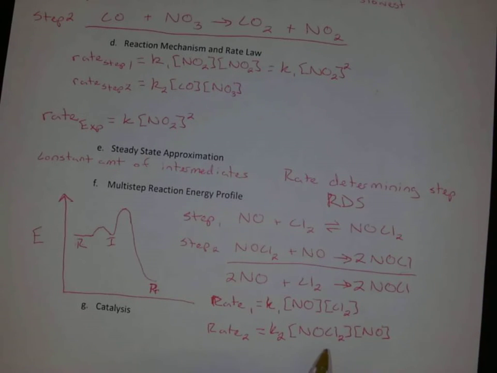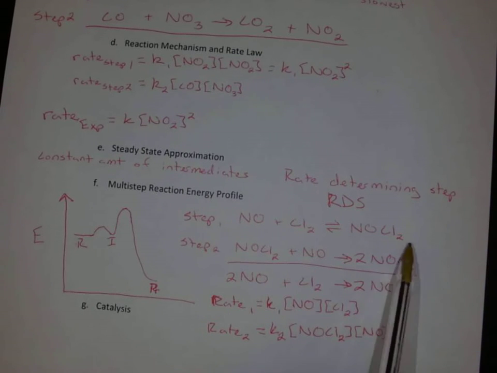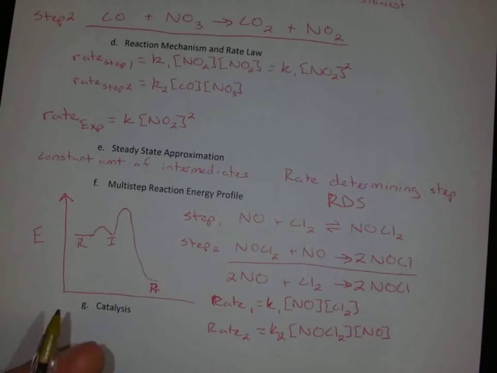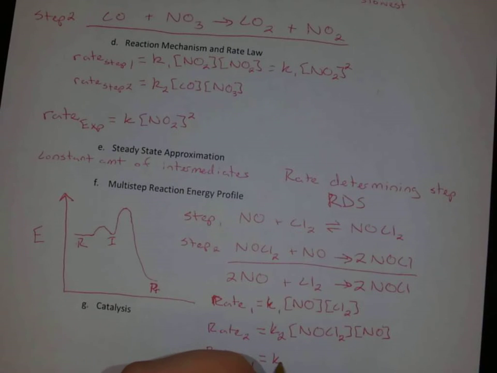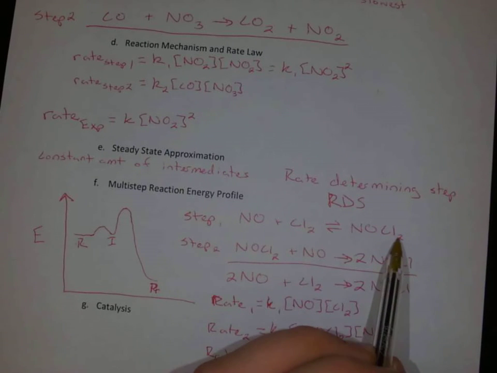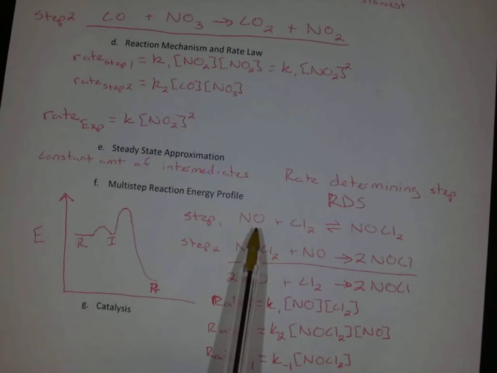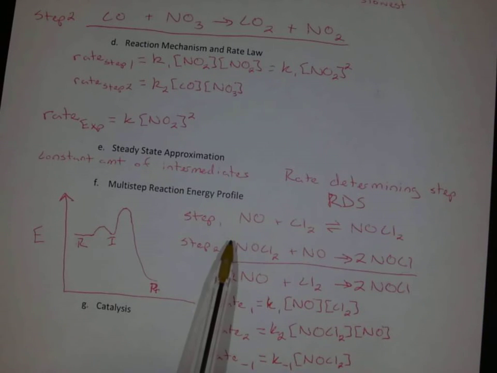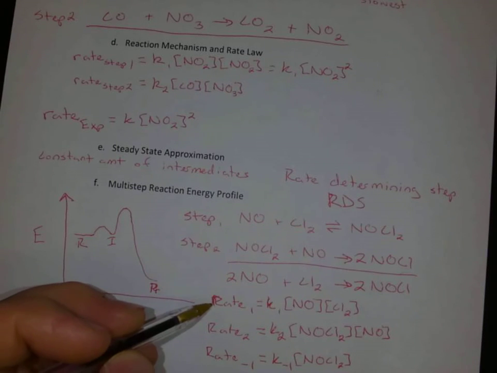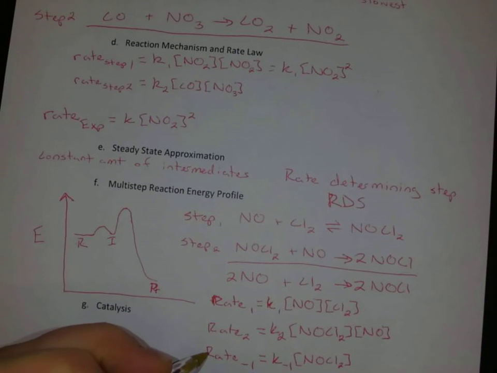Okay? So what I can do is say, well, my NOCl2 came from this first step. So I can write another rate, where my rate minus 1 is going to be equal to k minus 1, going backwards from this first reaction, times the NOCl2 concentration. Because it's an equilibrium, my forward rate and my backwards rate are going to be equal. So I can set my rate 1, my forward rate, and my rate minus 1, my backwards rate, equal to each other.